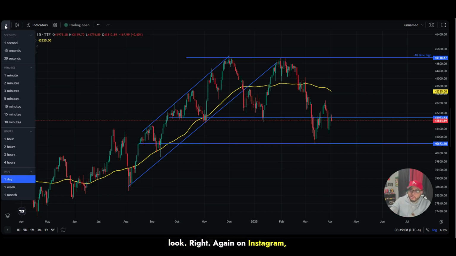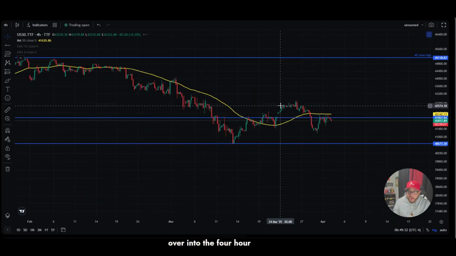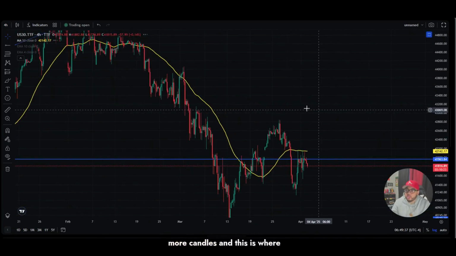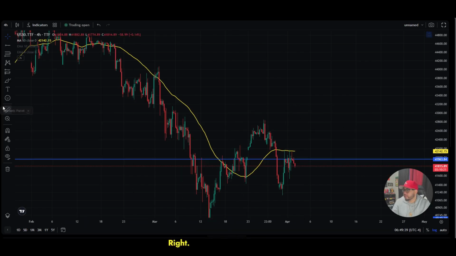And again, on Instagram, you probably saw a bunch of lines. Those lines were from, again, 2020, 2021. I just wanted to see the progression. Obviously, I had them color coordinated, so that way I know the year in which I put those lines, so I know whether to accept it or not. And then probably do a little back testing to see if that area is still relevant in today's market, right? So then I go ahead and I move over into the 4-hour time frame. Now the 4-hour time frame, obviously you get a little bit more candles. And this is where you start to see the action, right?